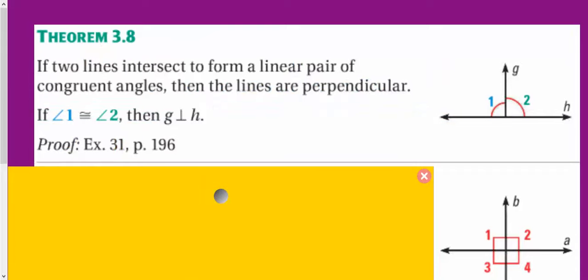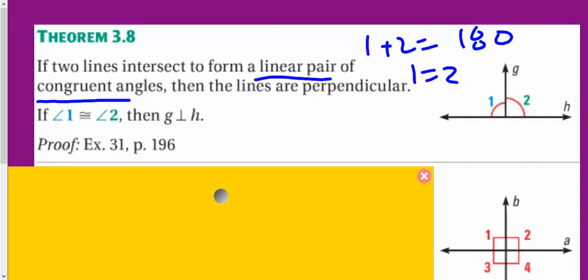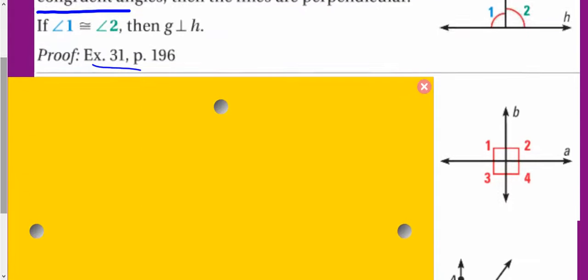So the first theorem, like I said, you're just going to be doing a lot of writing today, and a lot of these are going to seem trivial. If two lines intersect to form a linear pair of congruent angles, so they have to be a linear pair, and they have to be congruent, then the two lines are perpendicular. So if angles 1 and 2 add up to 180, and 1 equals 2, then they both have to be 90. And that's kind of the short version of the proof, which we'll be doing in exercise 31 in your homework questions.